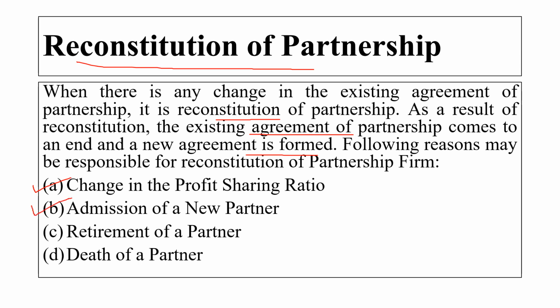Admission of a new partner means that whenever a new person is admitted into the partnership, the reconstitution of the partnership can happen. Another reason is retirement of a partner. Why does a person retire? Maybe because of age, maybe because of health condition. At that time the reconstitution of the partnership can happen. And the last reason is death of a partner. If somebody dies because of an accident or some other reason, the reconstitution of a partnership can happen. So please remember these reasons, because in the exam you might receive a question on this.